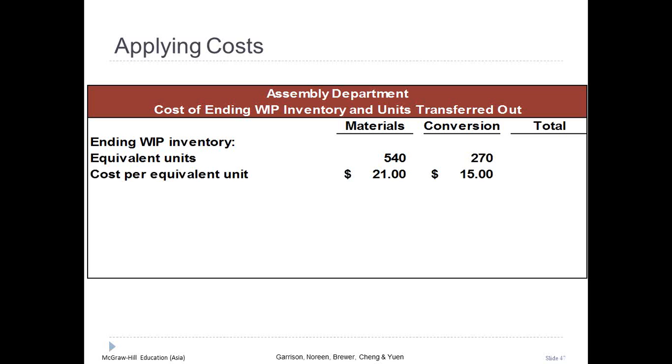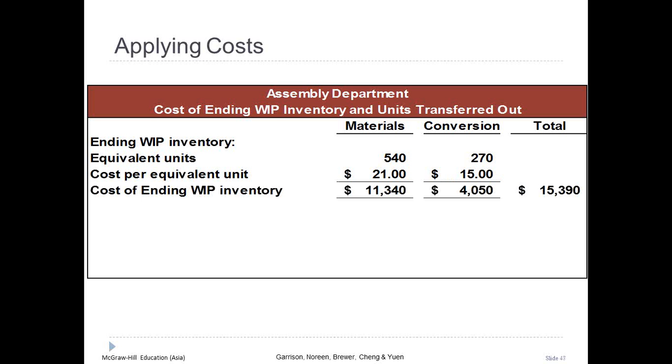The second step is to record the cost per equivalent unit: $21 for materials, $15 for conversion. The third step is to compute the cost of ending work-in-process inventory, which is $11,340 for materials, $4,050 for conversion, and $15,390 in total.